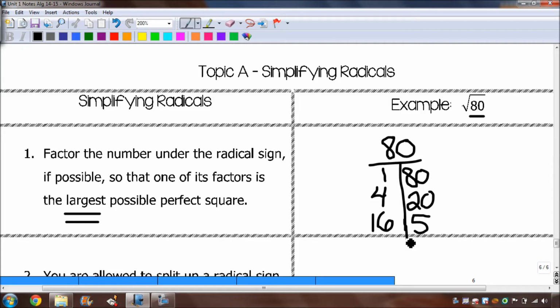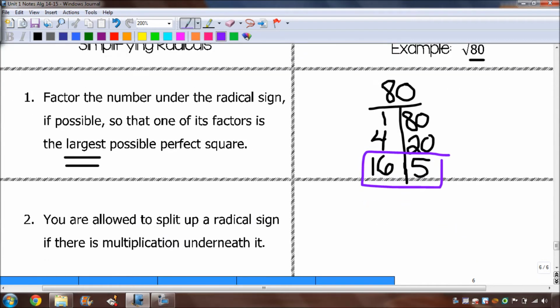And I'm going to keep going with my perfect squares until I get to the halfway point. The halfway point of 80 is 40. So 4 squared works, which is 16. 5 squared is 25. 25 is not a factor of 80. 6 squared is 36, which is not a factor of 80. And then the next perfect square is 7 squared, which is 49, which is more than the halfway point, so I don't have to include it. So my largest possible perfect square is 16. So I'm going to use 16 and 5 as my factors.